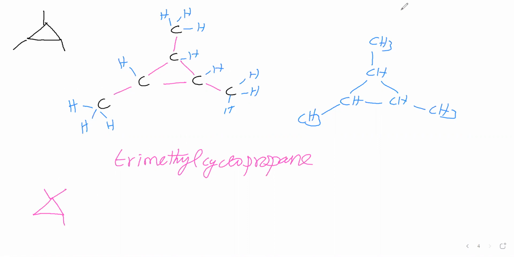Okay. So for that we will give numbering to the cyclic carbons only. Don't give for the branch. Here number 1, here number 2, here number 3. So the first carbon is having a methyl group, the second carbon is having a methyl group, the third carbon also is having a methyl group. Therefore 1, 2, 3 trimethyl cyclopropane.